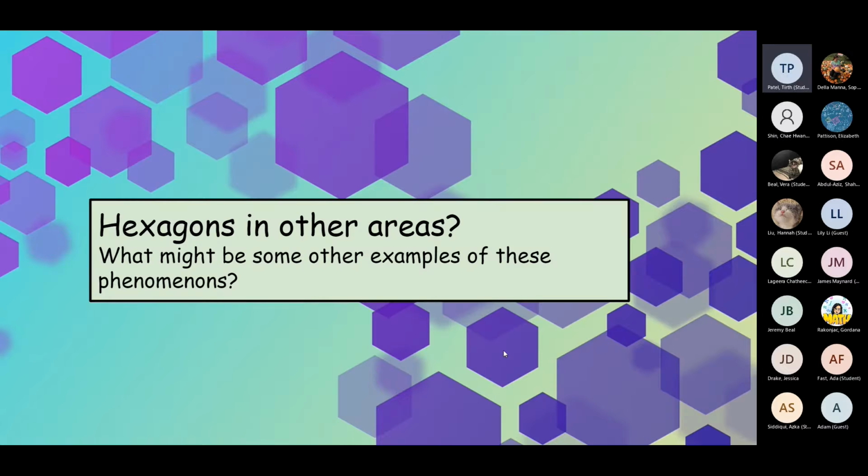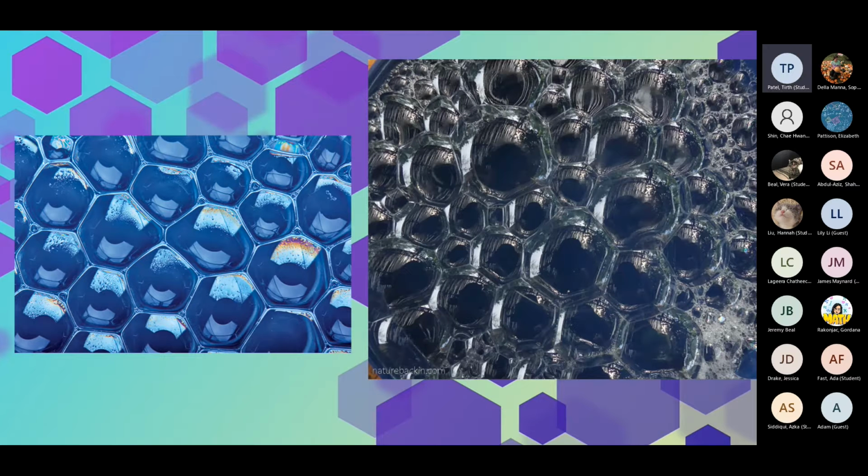So, where do hexagons appear in other areas, and what might be other examples of these phenomena? A raft of bubbles floating on a liquid forms hexagon-like shapes when the bubbles are blown all together and start adjoining each other. Although some bubbles may have 5 or 7 sides, most actually have 6 sides and have internal angles close to 120 degrees. This is explained by surface tension.